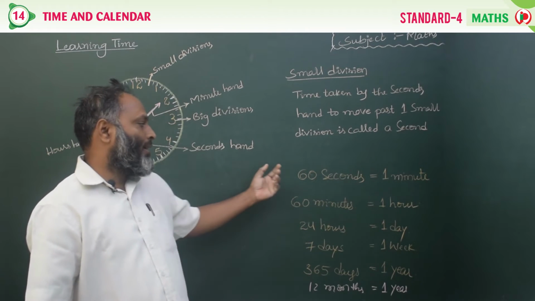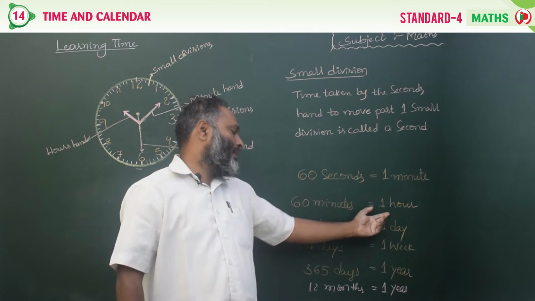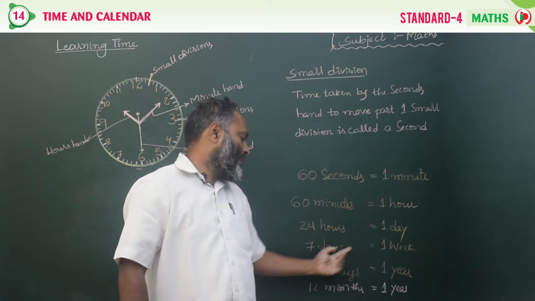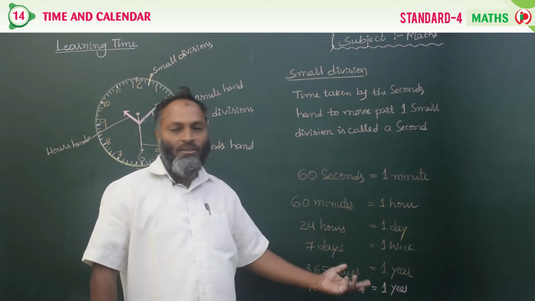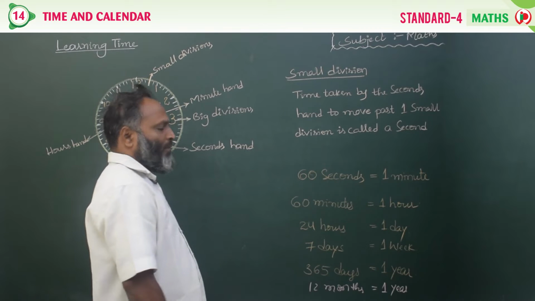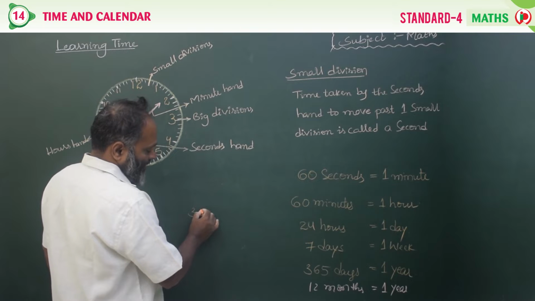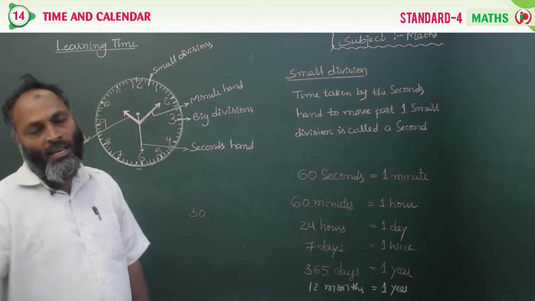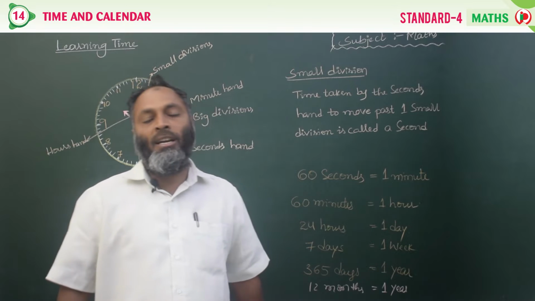So, students, here 60 seconds 1 minute and 60 minutes 1 hour, 24 hours 1 day, 7 days 1 week, 365 days 1 year, 12 months 1 year, and also in 1 month we have 30 days. How many days make 1 month? 30 days or 31 days. In the February month we have 28 days. In a leap year we have 29 days.